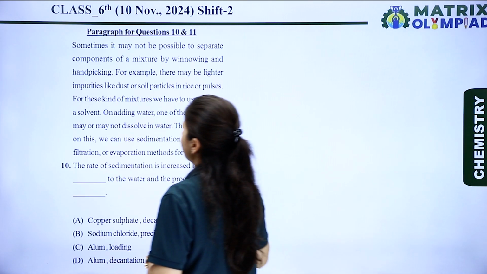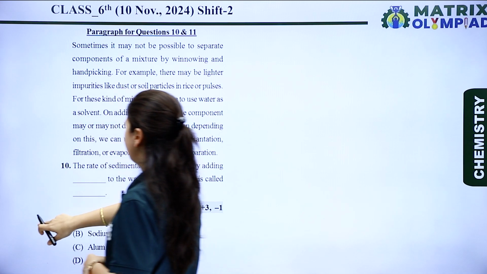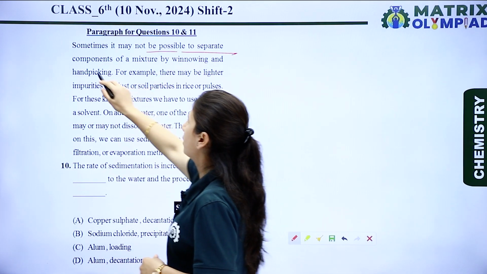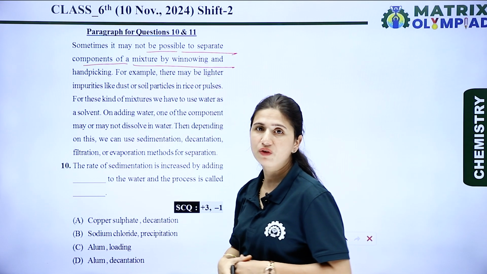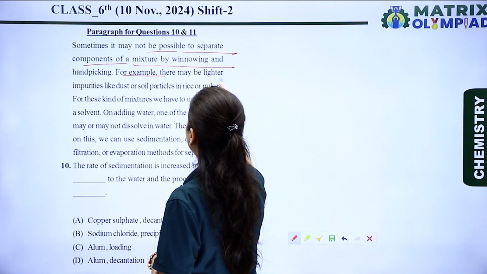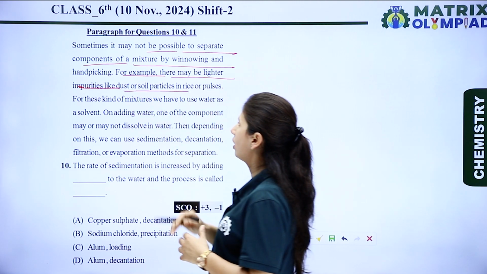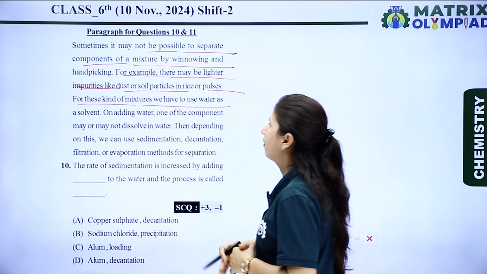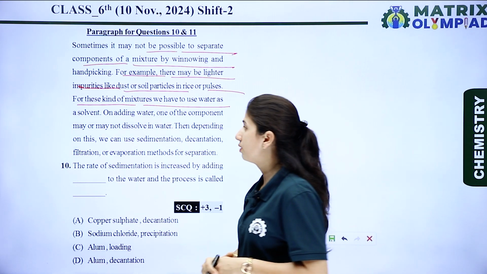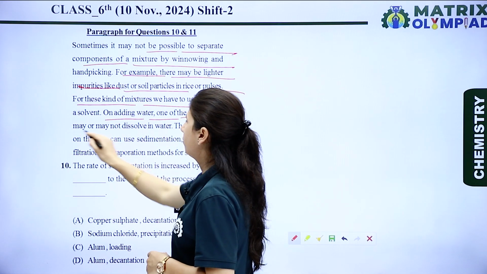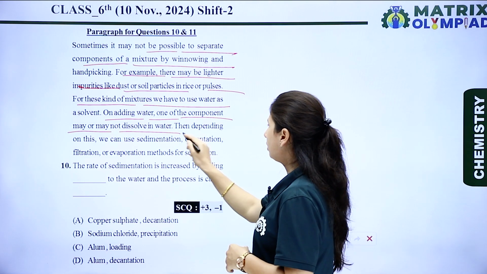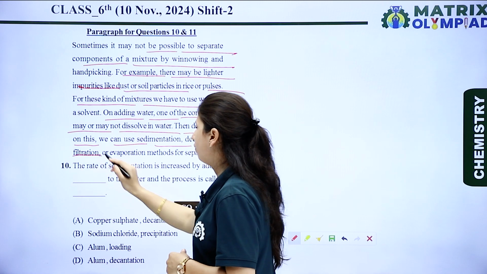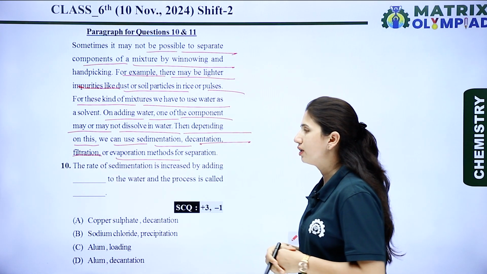The next question is a paragraph based question. Let's see the paragraph. The paragraph is, sometimes it may not be possible to separate components of a mixture by winnowing and hand picking. For example, there may be lighter impurities like dust or soil particles in rice or pulses. For these kinds of mixtures, we have to use water as a solvent. On adding water, one of the components may or may not dissolve in the water. Then, depending on this, we can use sedimentation, decantation, filtration or evaporation methods for separation.